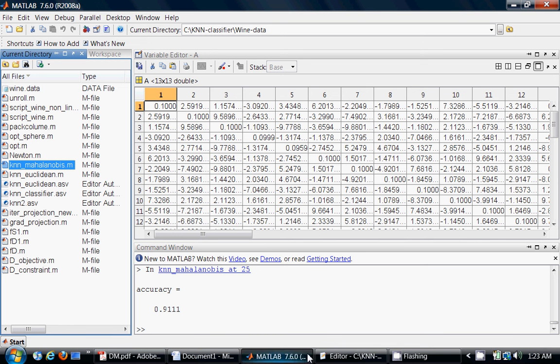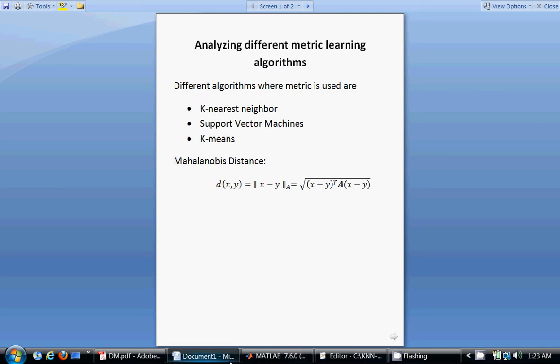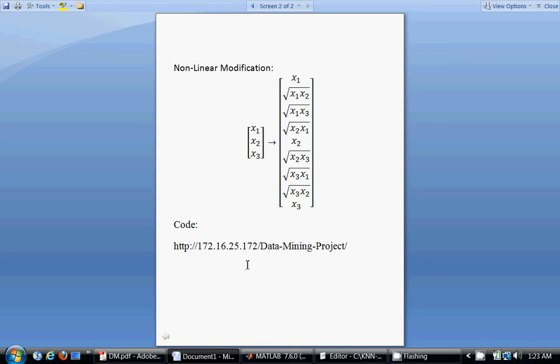Now Xing's algorithm is restricted to learning only the linear distances between the data points. But in real life, data points may not always be linearly separable. So we propose a slight modification in Xing's algorithm. Before applying Xing's algorithm, we will transform the data points to a nonlinear space using this transformation. So this method will perform well in those cases where data points are not linearly separable.